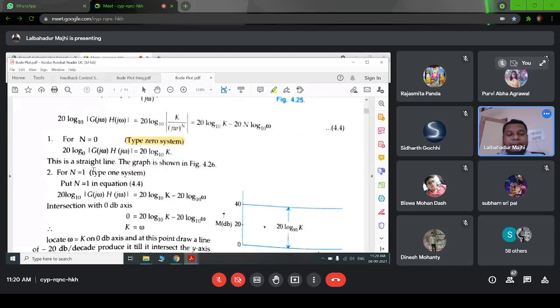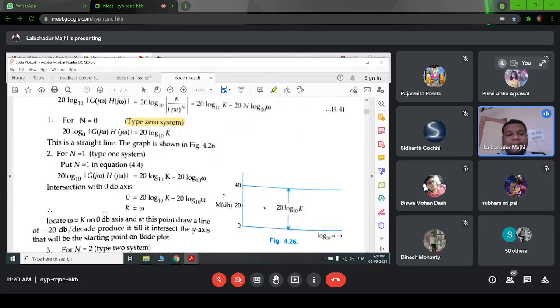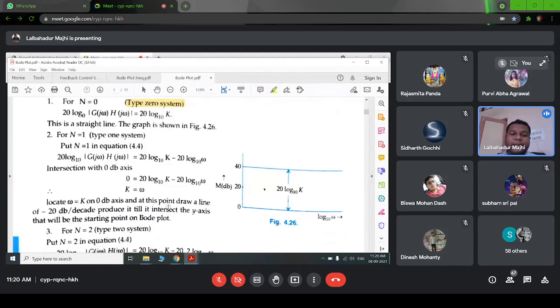Similarly for type 1 system, we have to locate omega equal to k on the 0 dB axis first. At this point we have to draw a line of minus 20 dB per decade, until it intersects the y-axis. That intersection will be the starting point of our magnitude plot.